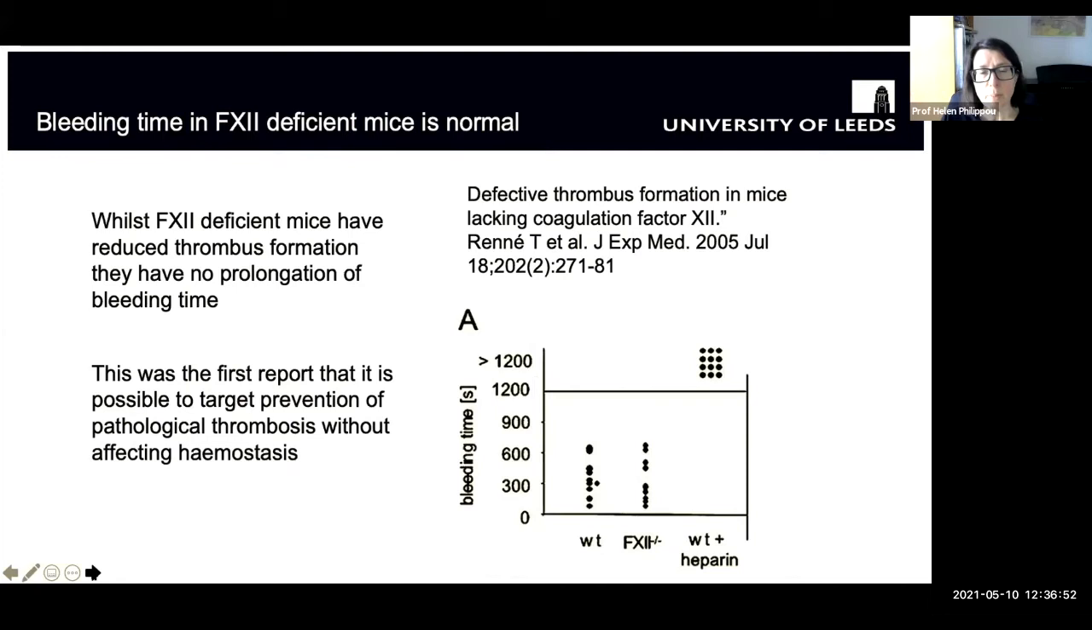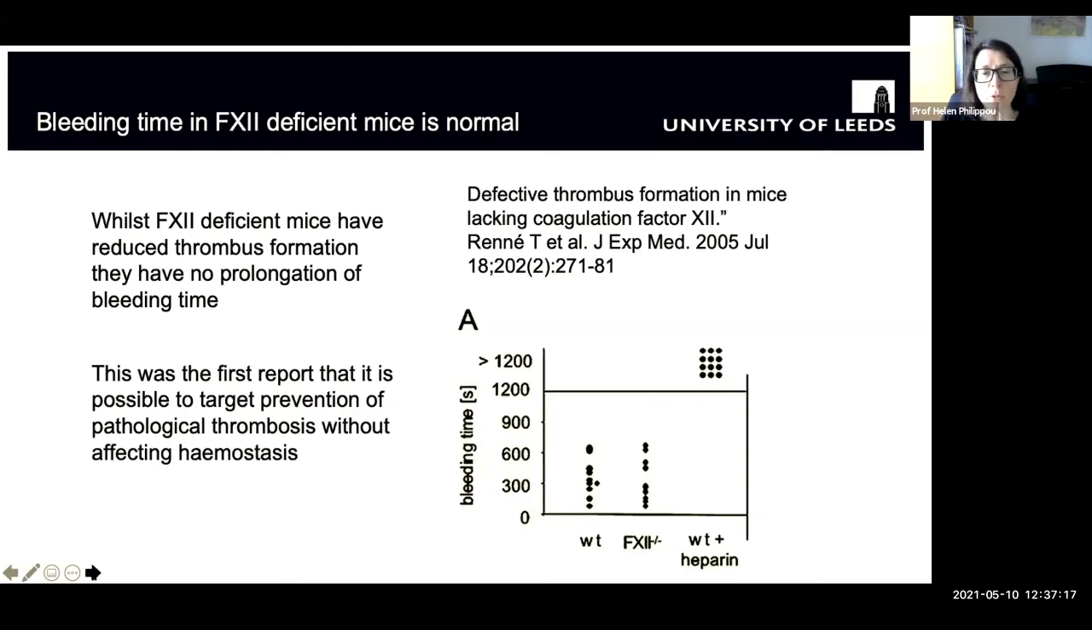And what was interesting about this was that although these mice did not actually form thrombi, they didn't have a prolongation of bleeding time either. And so this was the first time it was possible to consider targeting factor 12, because in this situation, you'd be able to inhibit pathological thrombus formation, but not potentially incur bleeding risk.